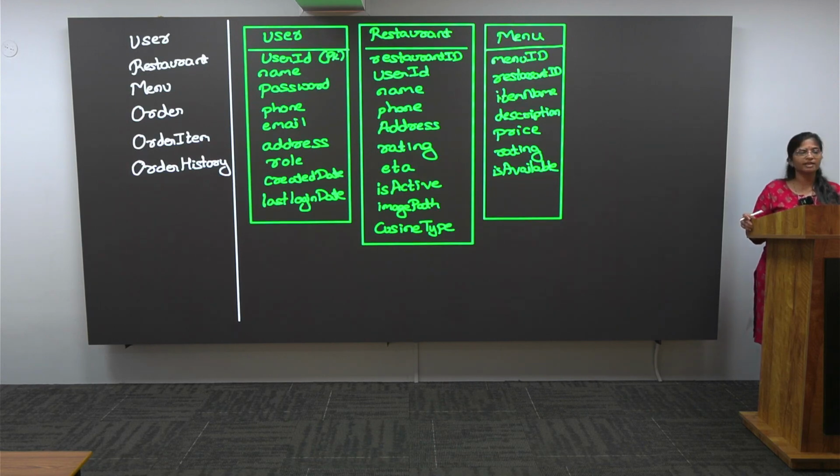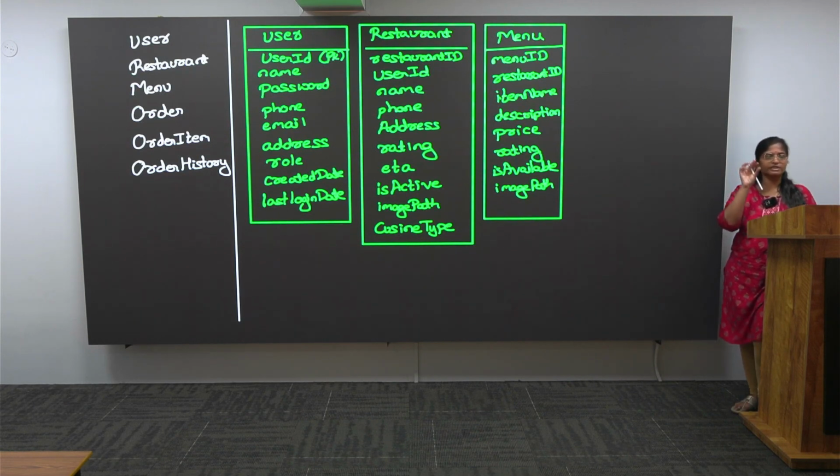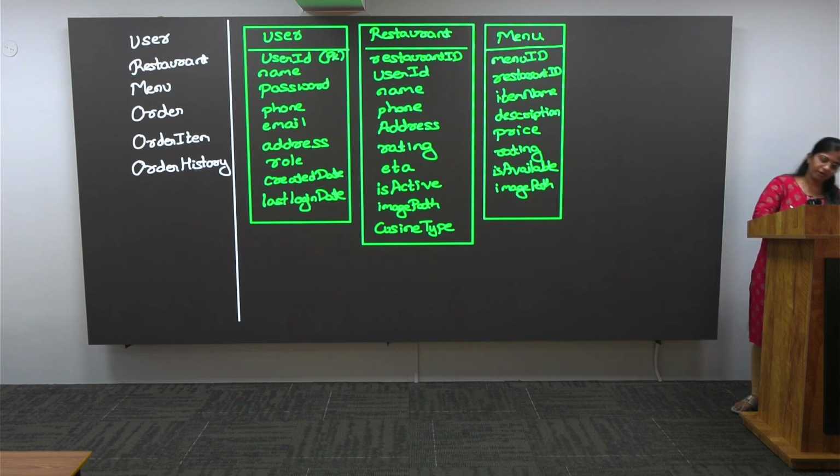Next, any other things that we can add over here? So restaurant ID, item name, description, price, rating, is available, yes. And one more thing you can have is image. Because if you observe, each item has certain images that they have kept, so image also you can have. Okay, so this is about a menu. Next, order.